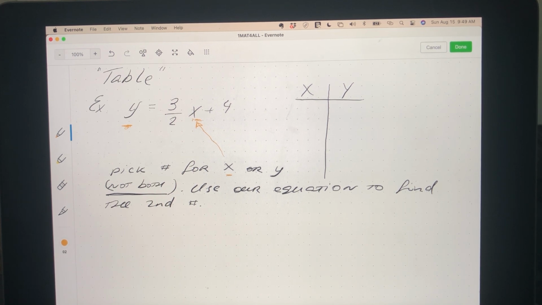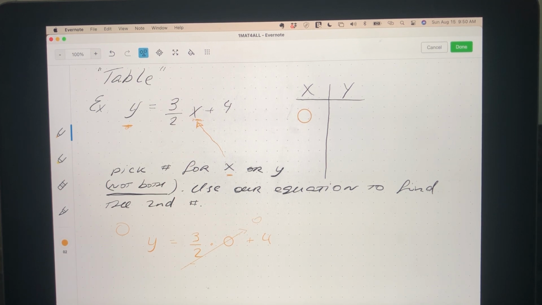So what could you choose? Zeros are usually one of the easiest numbers to use. Let's say I wanted to use 0 for the x. If x is 0, that means y is 3/2 times 0 plus 4. Following the order of operations, we do multiplication first. 0 times anything is 0, which makes this whole term disappear, and that makes y equals 4. So we now have one point, one ordered pair: 0 for the x, 4 for the y, and we can already plot it if we wanted to. But it takes 2 points to make a straight line. So where is the second point?